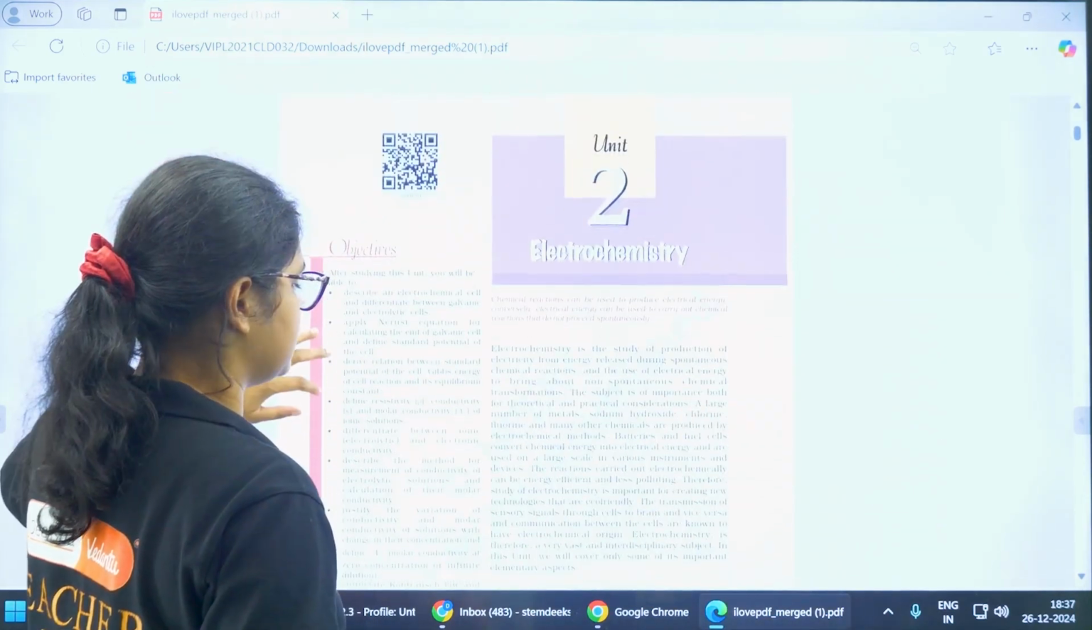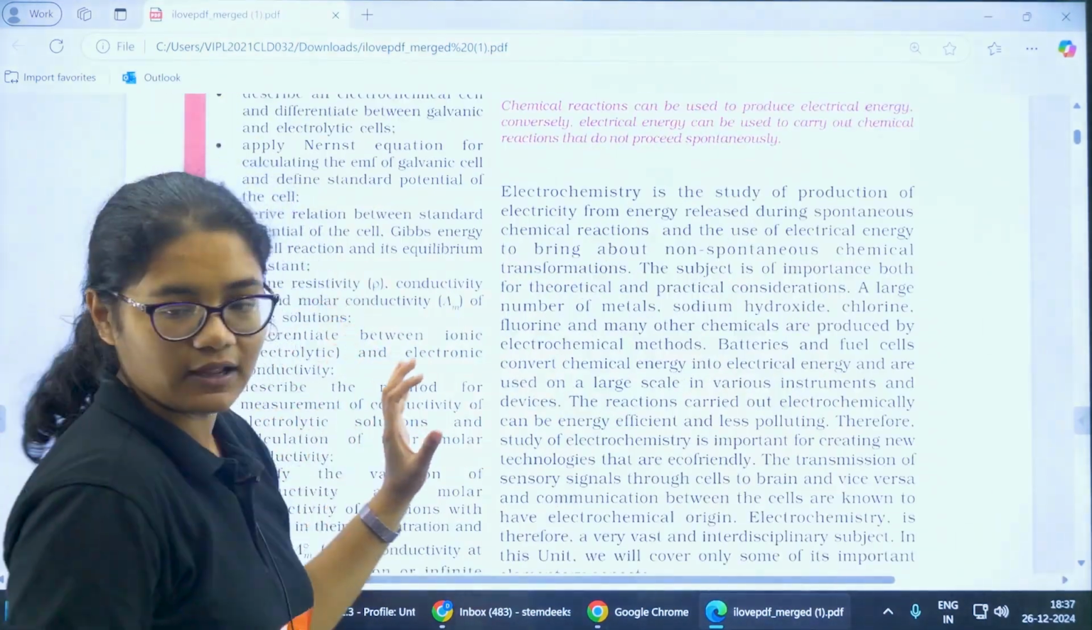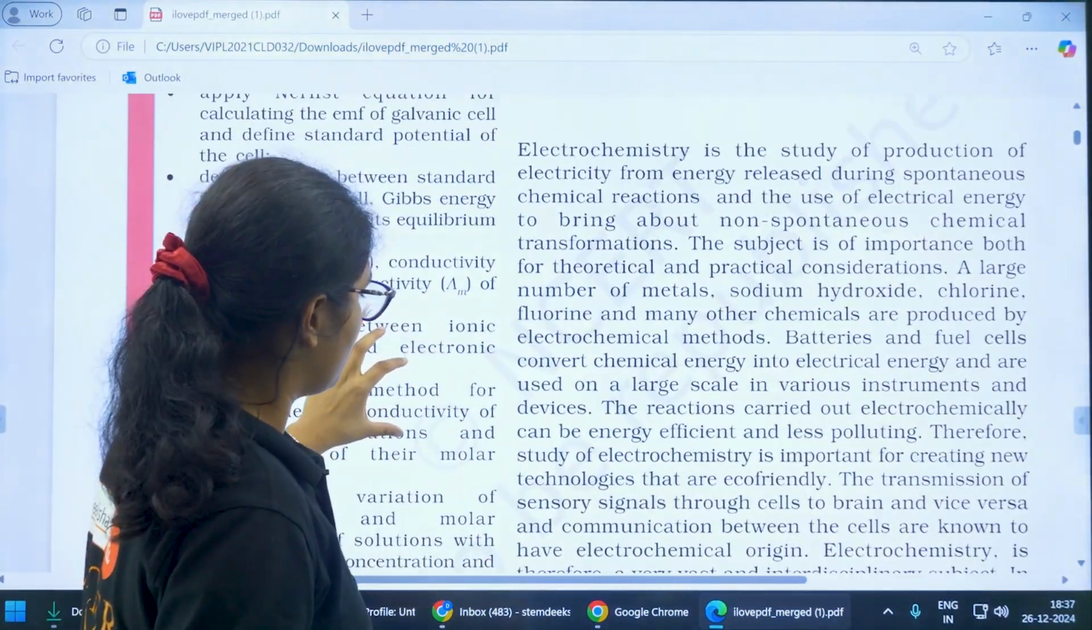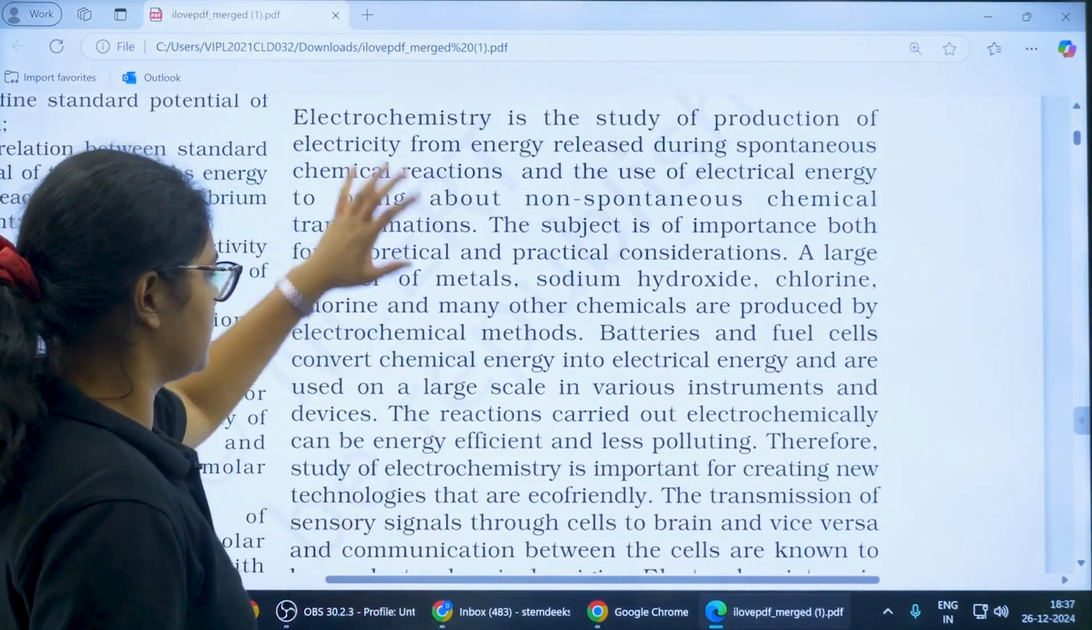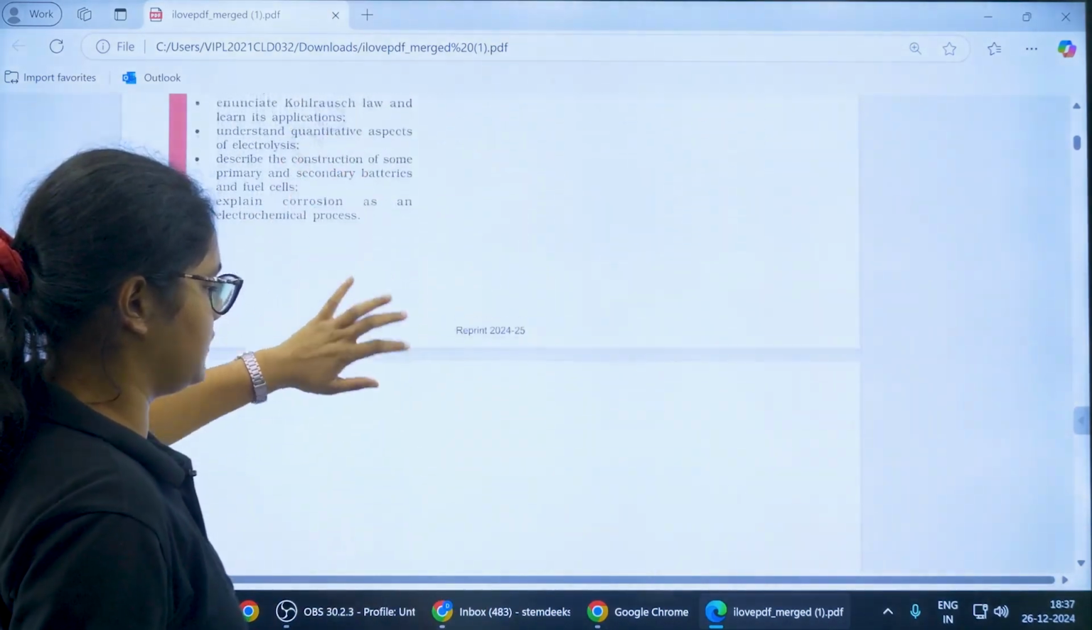Electrochemistry, so you can see like this in your chapter. Let me just zoom it. I hope it is visible. One second. Yes, I hope now it is visible. So here in the introduction part we don't have anything to study.